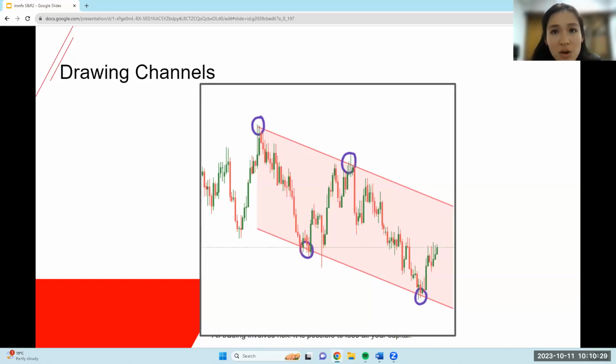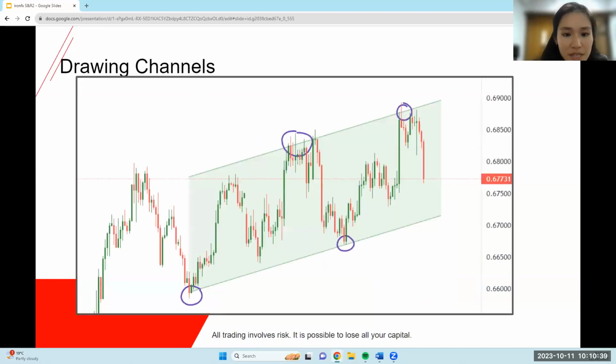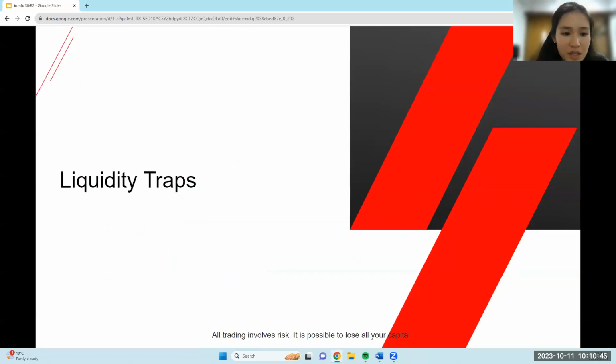The order doesn't really matter as long as they are significant swing highs and swing lows, and they touch your channel four times. This is an example of an ascending trend channel. Okay, now let's take a look at liquidity traps.